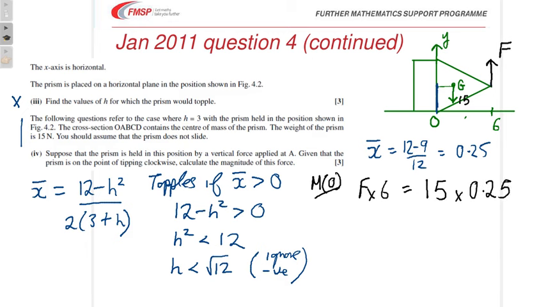Right, and that finds us F. So F works out to be 5/8, 0.625. Okay, that's that bit. And there's one more bit to this question which we'll just get to.